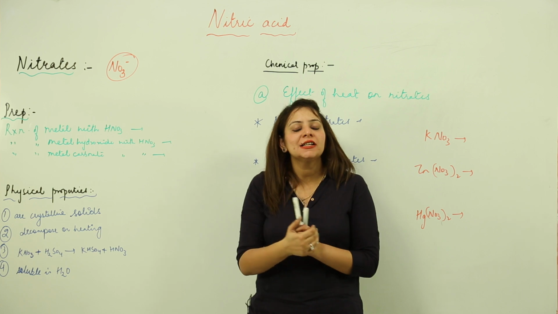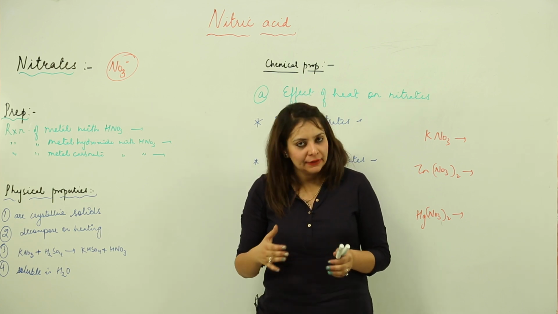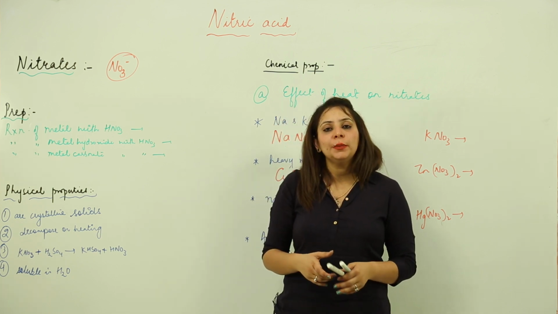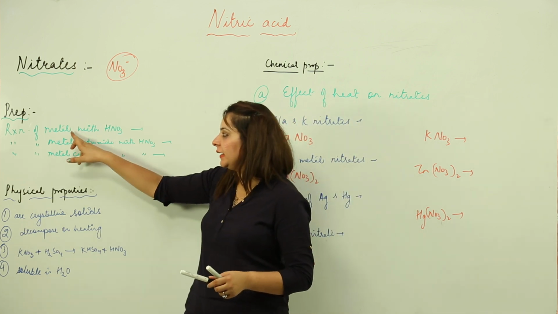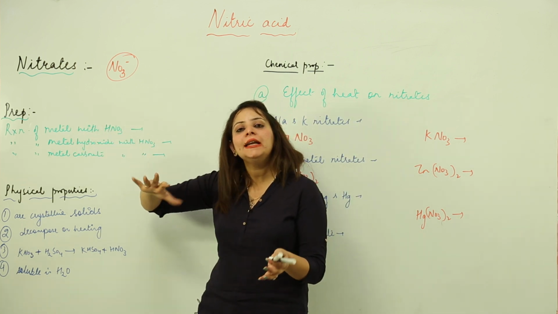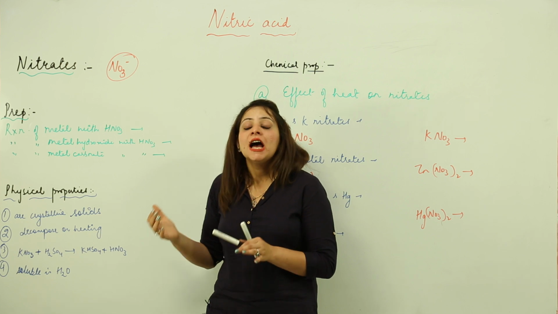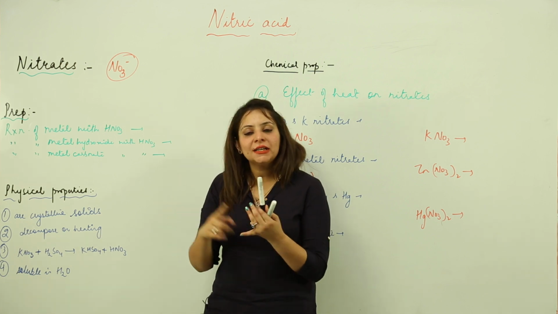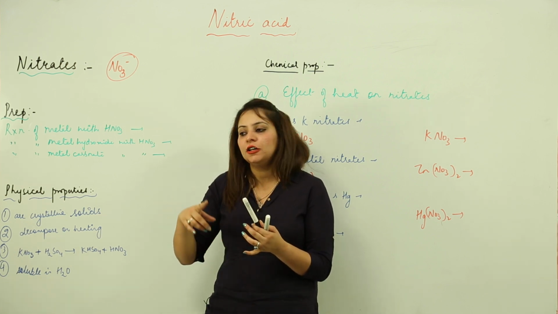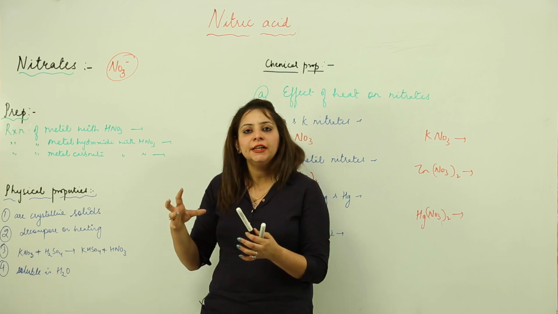So first of all, our concern is how we are going to prepare the nitrates. We can prepare the nitrate by reacting a metal, or any metal compound, with HNO3, or compounds like metal hydroxide, metal carbonate. So they can actually be used.